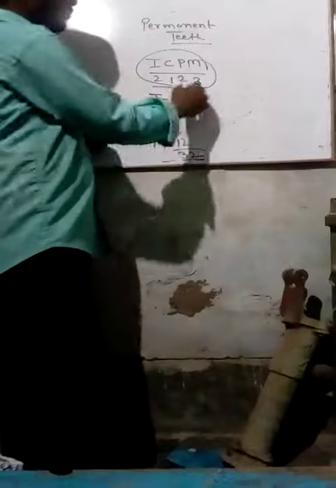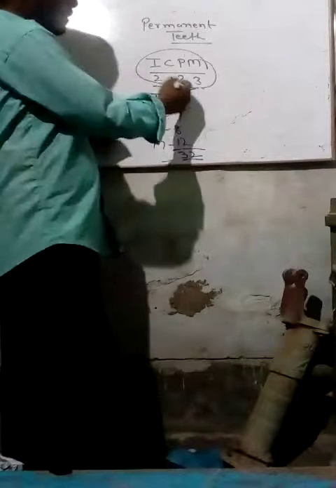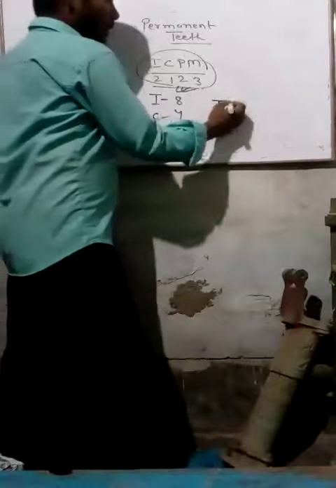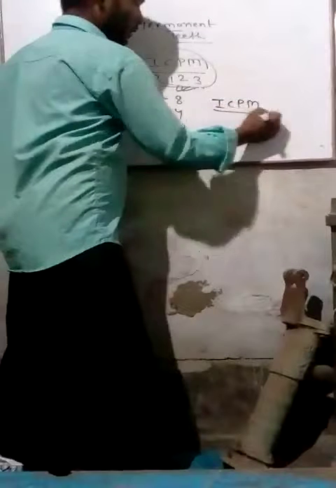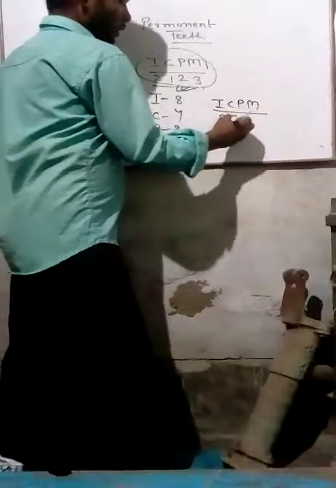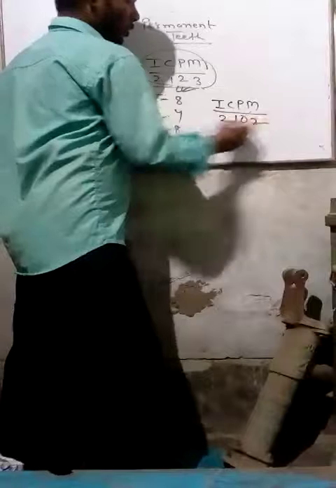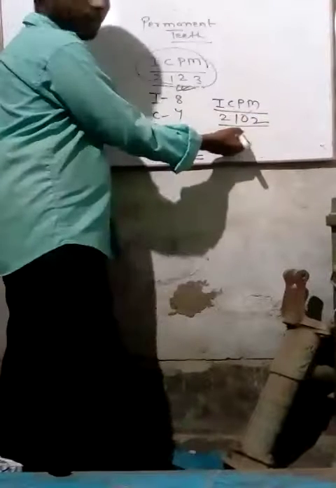So it's a trick. In our last video I told you the trick of milk teeth, right? This trick is for permanent teeth, and in our previous video I told you a trick about milk teeth, and that trick was ICPM 2102. This trick is for milk teeth and this trick is for permanent teeth.